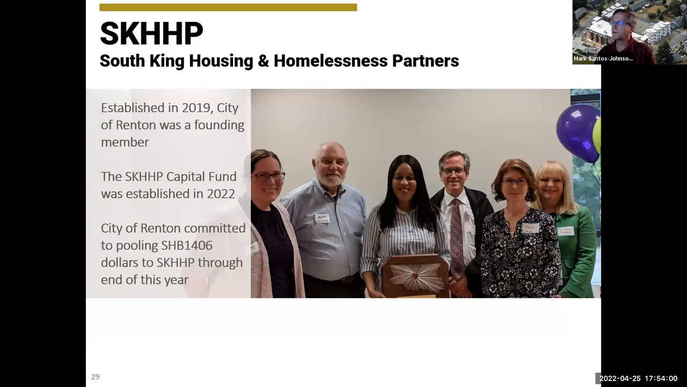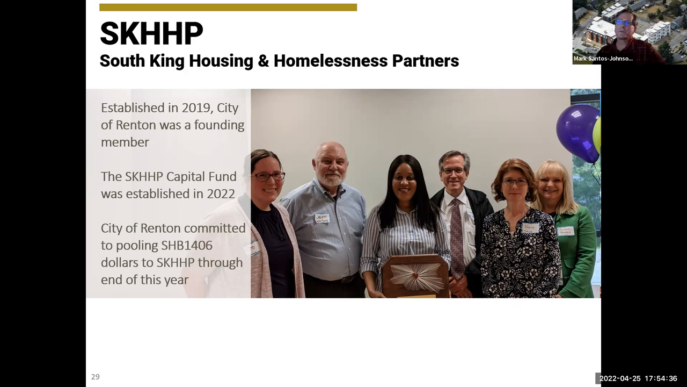Since the affordable housing crisis is a regional problem that disproportionately impacts South King County, it's essential to work with others in South King County to address the problem. Consequently, the South King Housing and Homelessness Partners, SKHHP, is a critical partner for the city. Established in 2019, SKHHP includes 10 South King County cities plus King County. SKHHP's mission is to work together and share resources to increase available options for South King County residents to access affordable housing and preserve existing affordable housing stock.